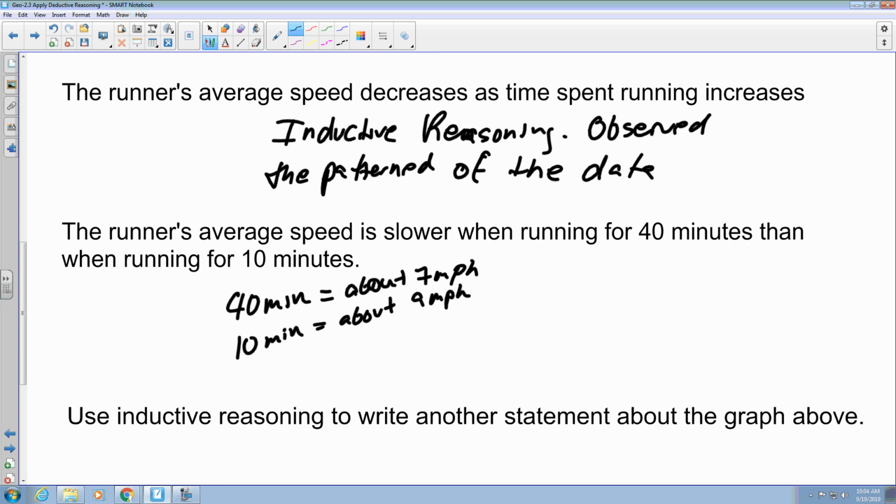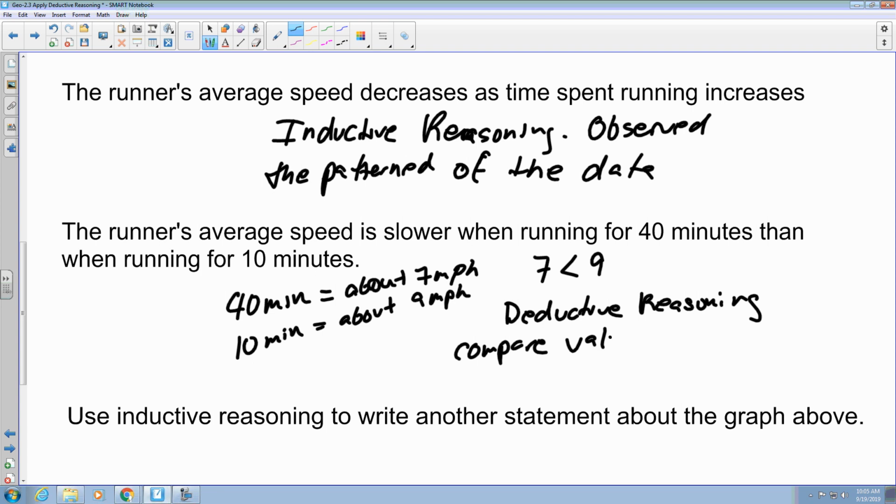So here it says the average speed is lower when running for 40 minutes than when running for 10 minutes. Because 7 is less than 9, the statement they have here is true. We based it off of data. So because of deductive reasoning, we were able to compare values given on the graph.